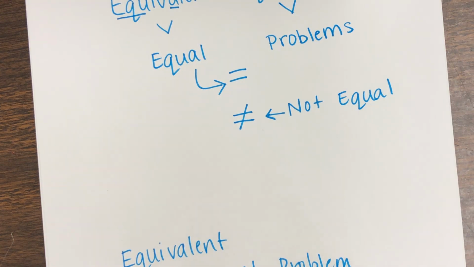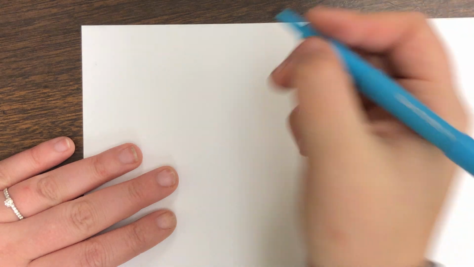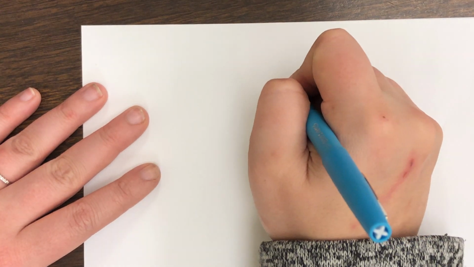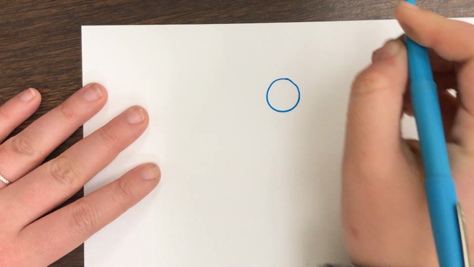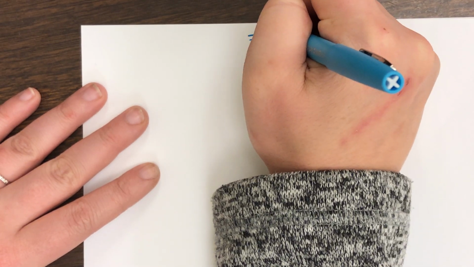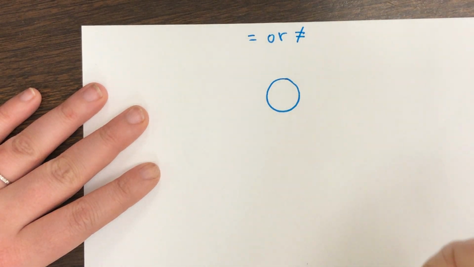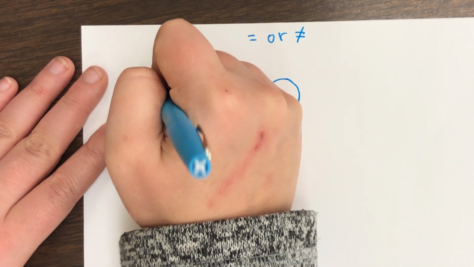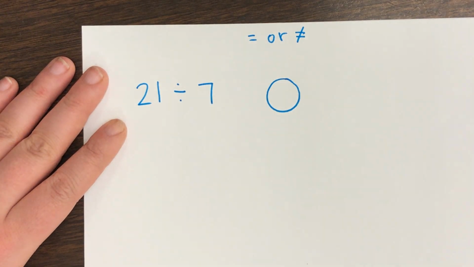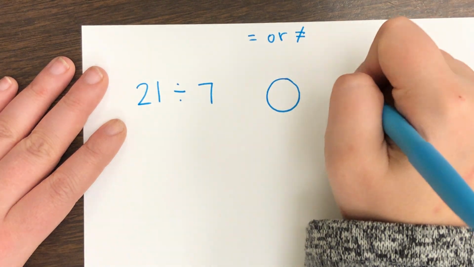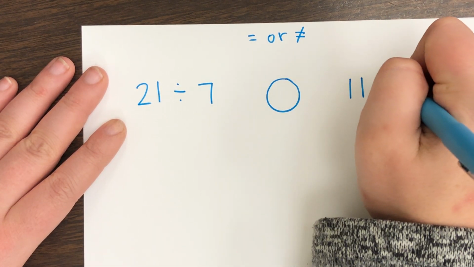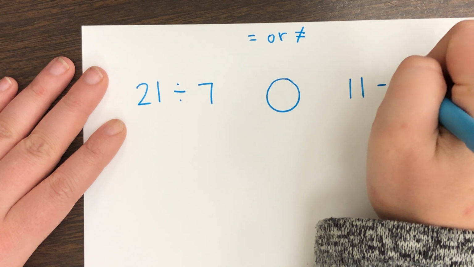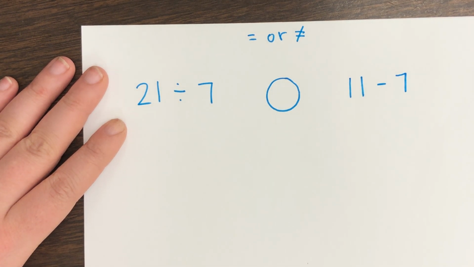So let's look at a couple different examples. We're going to decide today, is this an equivalent equation or a non-equivalent equation? Or is this equal or not equal? Okay, so before we put the sign there, I'm just going to put a circle there because we're going to put either an equal sign or a not equal sign here. Okay, let's start out with 21 divided by 7. And then let's do 11 minus 7. Let's see what we get, okay?